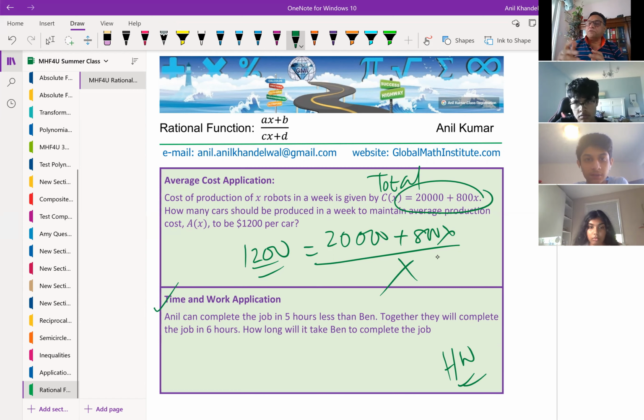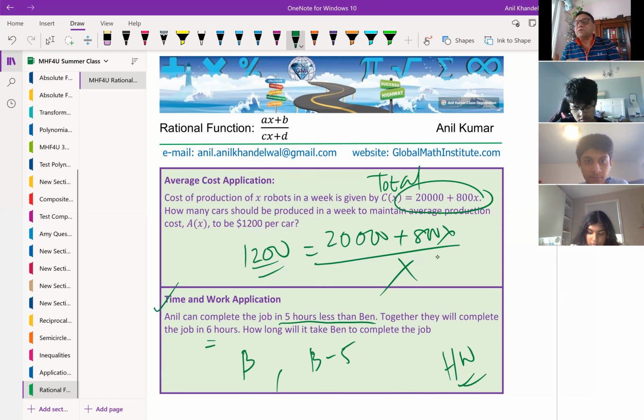If I am doing a job faster, I will do more job in the given time, correct? Reciprocal function, inversely proportional. Rate is like speed. If you run fast, then the 100 meters will be covered in shorter time. So that is the whole concept again. Basically we are saying Anil can complete a job in 5 hours less than Ben. If Ben takes B hours, Anil takes B minus 5 hours, correct? Together they can complete the job in 6 hours.